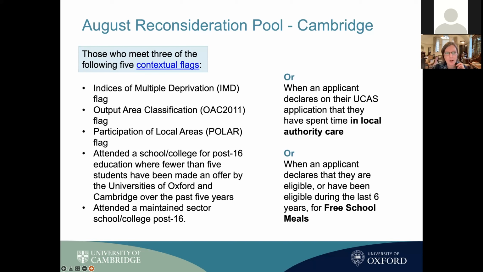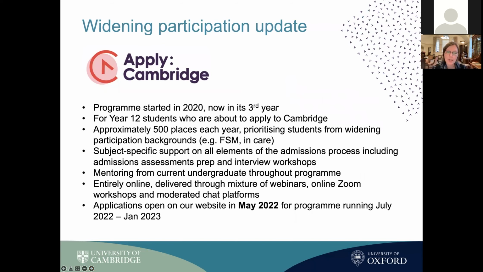The other ways are for both pre-application support, but then also post-application support. So the pre-application support, we have a central scheme called Apply Cambridge, and this is for Year 12 students who are about to apply to Cambridge. There's about 500 places a year, and they are prioritised exactly against the sorts of markers that I have just said. So when they apply for a place on the course, they give us their home postcode, their school name, and then we work out all of those contextual flags and whether they apply.